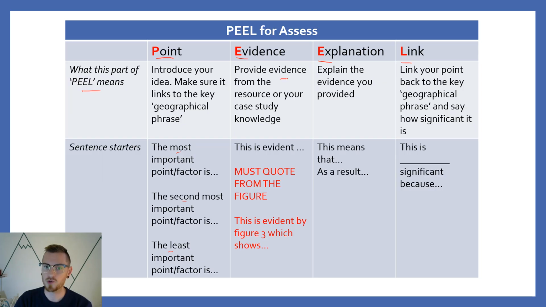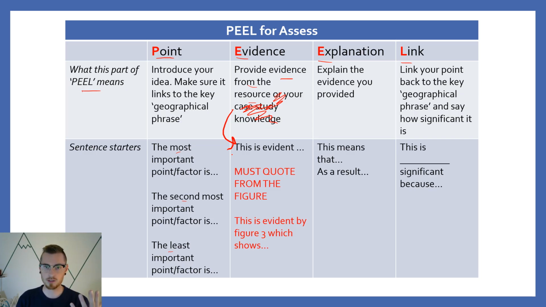Evidence must be from the resource. Now I'm going to cross out case study knowledge. This has been lifted from paper 1 and 2. We're not really looking at that in this paper at all. It is evidence from the resource. I would love us all to use the phrase, this is evident.